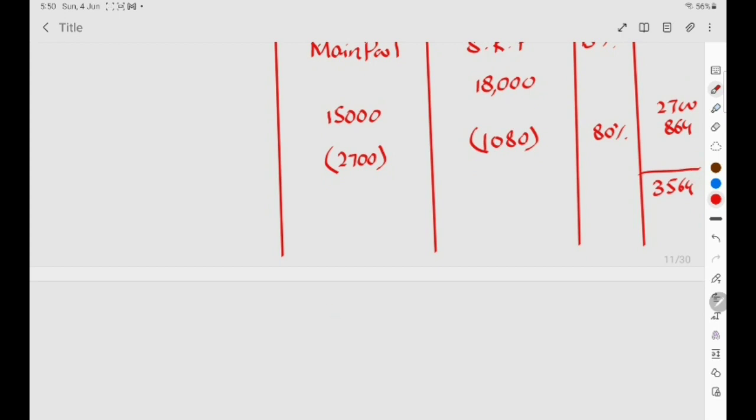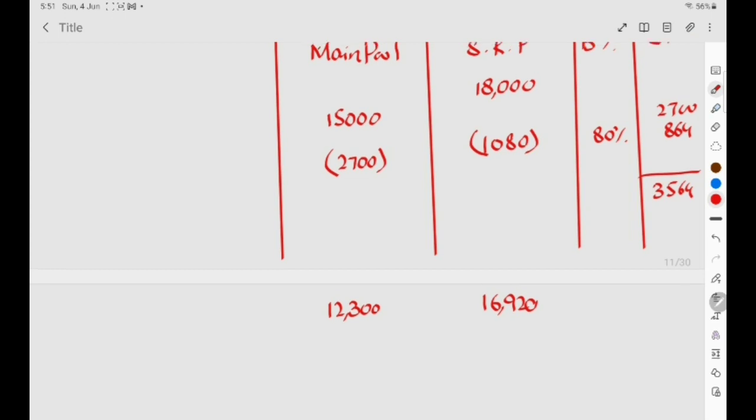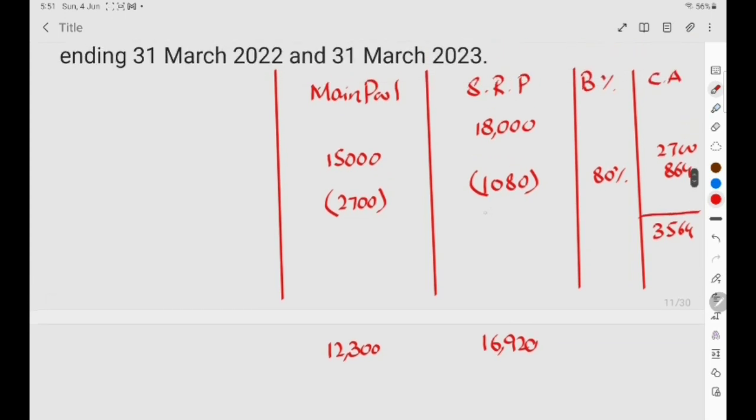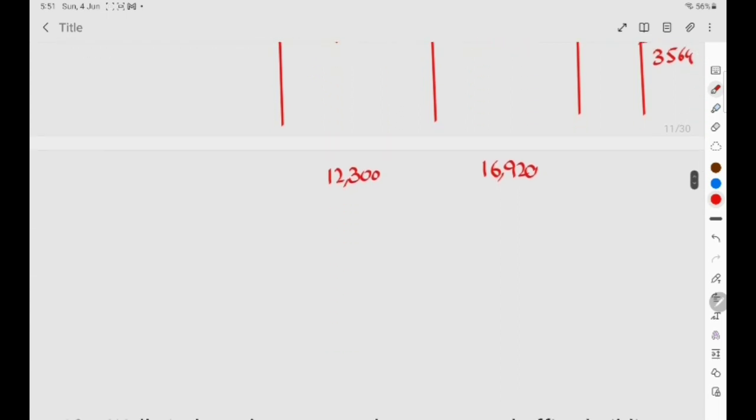In case of main pool this is 12,300. In case of special rate pool this is 16,920, right? So another point you need to consider here, you need to remember that it is the total amount of 6% allowance that we have to deduct from the special rate pool item. No doubt we have provided 80% capital allowance on this, but we will deduct 1080 and not 864.